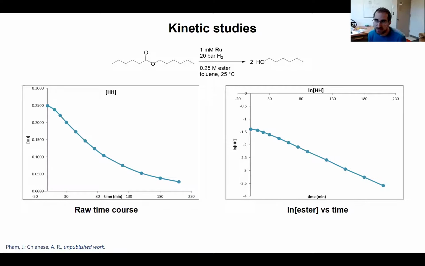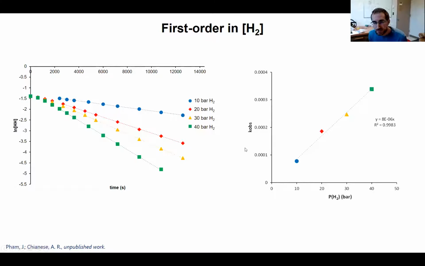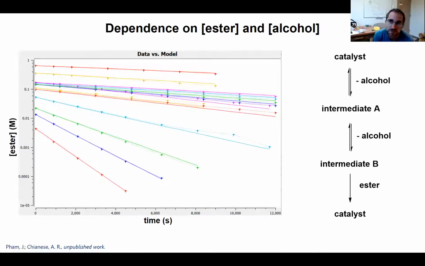So this is a case where we're essentially pseudo first order in ethyl acetate or in hexyl hexanoate. We're first order in ruthenium, so adding a higher concentration of ruthenium catalyst gives a larger pseudo first order rate constant. We're first order under our standard conditions in the pressure of hydrogen gas, so going from 10 bar to 40 bar also gives a linear increase in the overall observed rate constant. And then the dependence on both ester and alcohol concentrations is complicated because of the fact that we have saturation kinetics occurring in the ester and also inhibition by the alcohol under the same conditions.